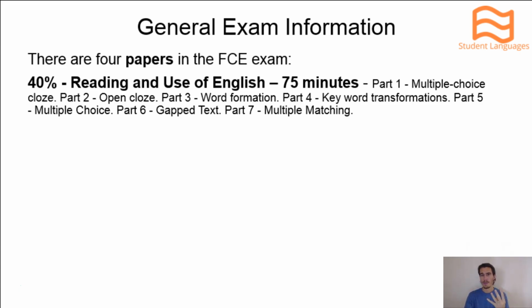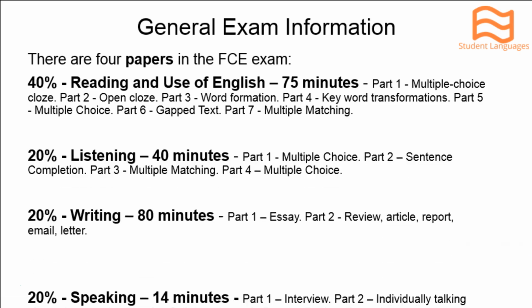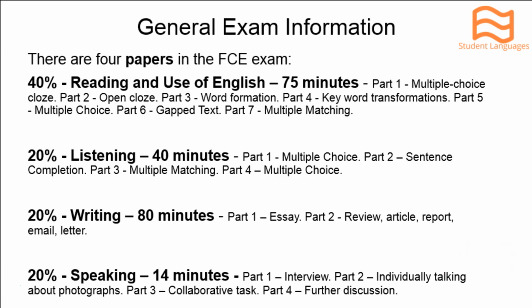There are 4 papers in the FCE exam. Although this first paper is really like 2 sections that they've combined, because there's reading and then there's use of English. Use of English is like grammar. They've put them together into one paper, but really it's 2 different sections. And then we have the listening, the writing, and the speaking. But as you can see, the listening paper counts for 20%, because if we think of it as 5 sections, they all have equal markings, so 20% each.